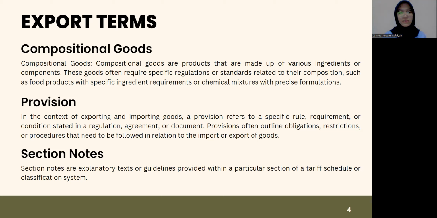And then the last, we have section notes. This term belongs to export terms as they provide additional information and guidelines within a tariff schedule to interpret and classify exported goods accurately.